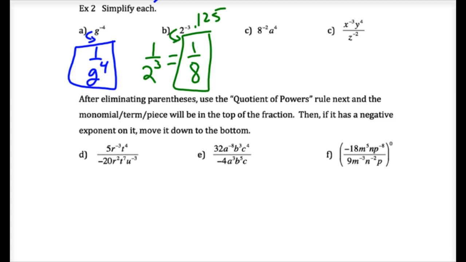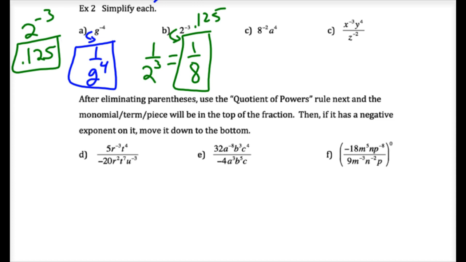No, I don't want decimal answers. You can use your calculator to your advantage, but if this problem is on the quiz, 2 to the negative 3 power, and you have 0 work, and your answer is 0.125, that tells me you just used your calculator. Now, show your work.